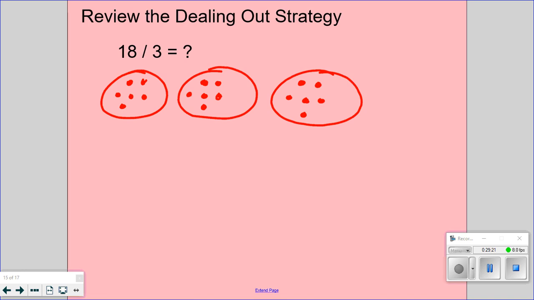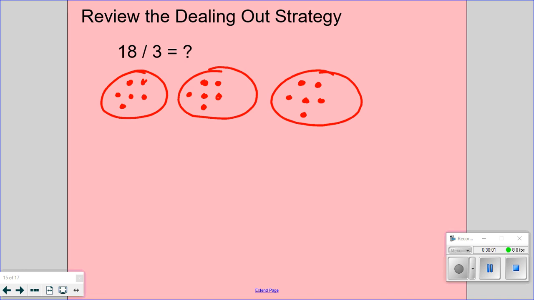Zach? 6. No. Look at the language we wrote down. Rylan? Evelyn? Having what? 6. Yeah. Each group has 6 things. So whatever you're playing with is not helping you figure out that answer.